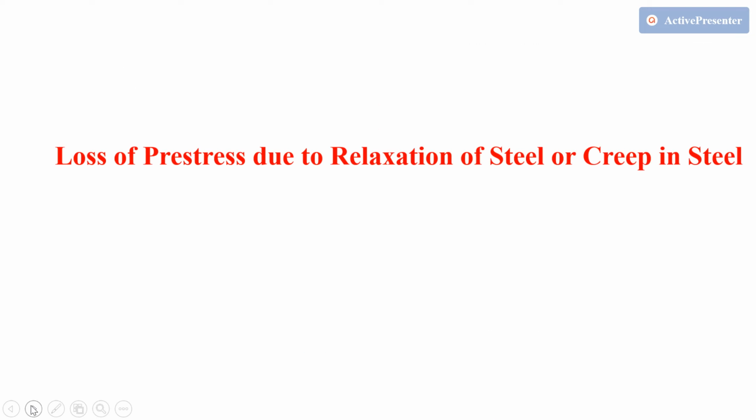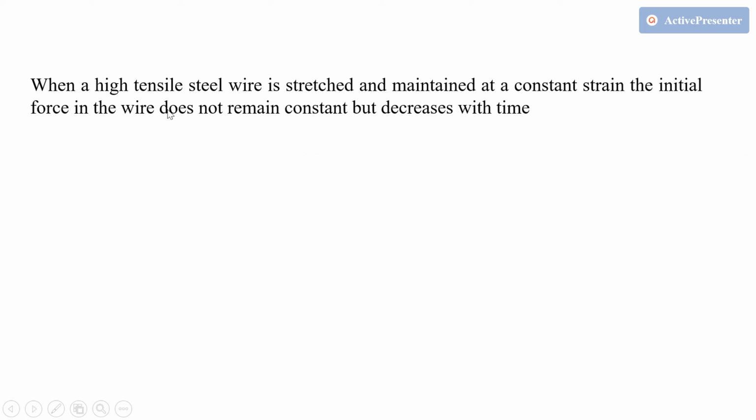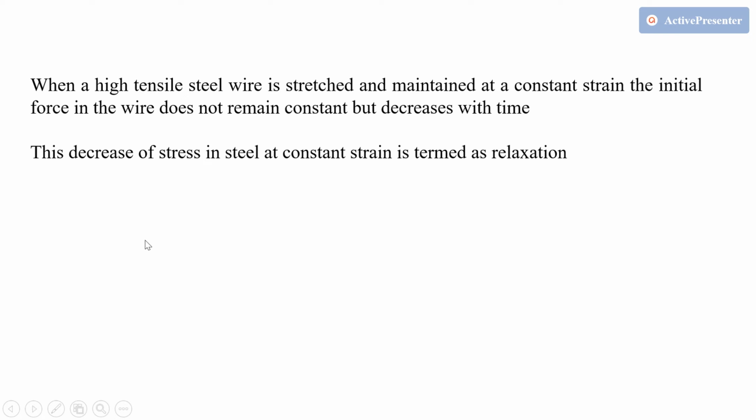Now the next one is loss of pre-stress due to relaxation of steel, which is also called creep in steel. It is seen in clause number 19.5.2.3. You can see, when a high tensile steel wire is stretched and maintained at a constant strain for a longer time, the initial force in the wire does not remain constant but decreases with time, and that is called relaxation of steel. This decrease of stress in steel at a constant strain is termed relaxation.